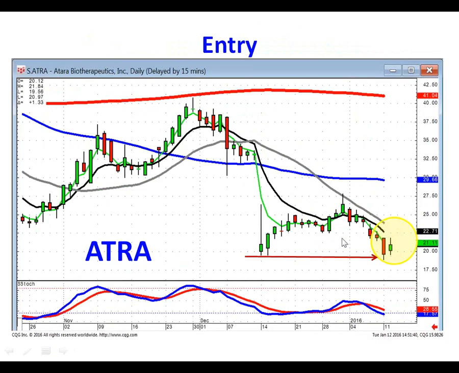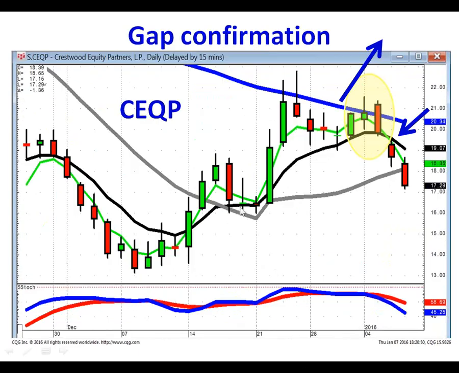Another one that is starting to roll over, or was starting to roll over. We made our entry strategy that if it came back down through this level, that told us that this dumpling top, which is the opposite of a fry pan bottom, was in progress. We were looking at CEQP. We had made some good profits on this one. We sold it here when it hit this level.